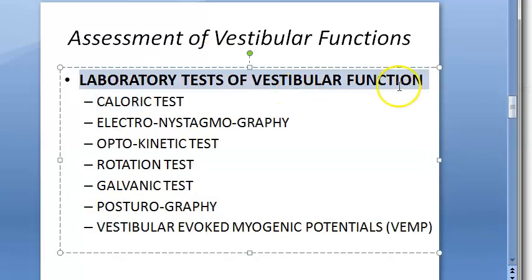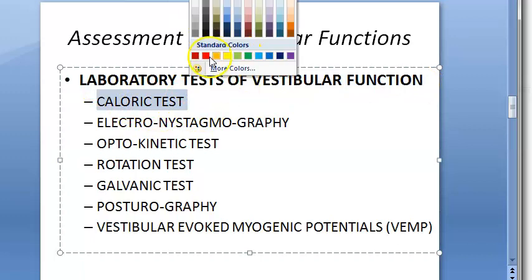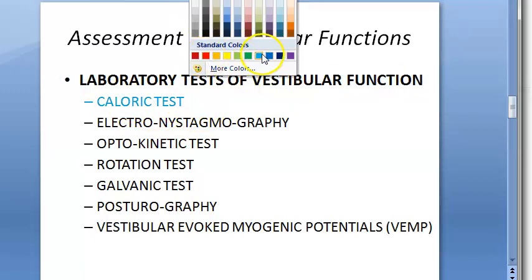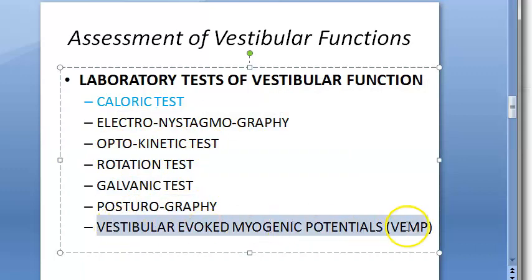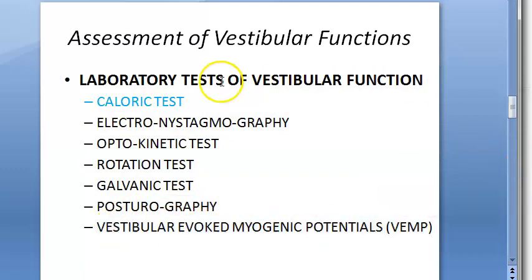Then laboratory tests: when we come to vestibular function, you have the caloric test. This is what we want to focus on today. Then there are electronystagmography, optokinetic test, rotation test, galvanic test, posturography, and vestibular evoked myogenic potentials. So many tests are there. But today what are we looking at, people? We are looking at the caloric test.